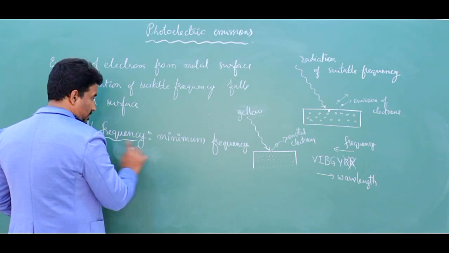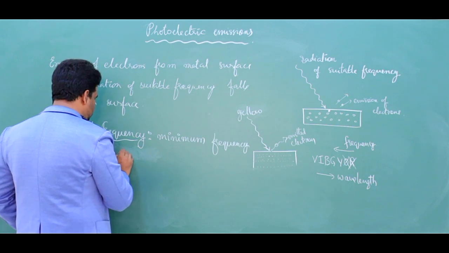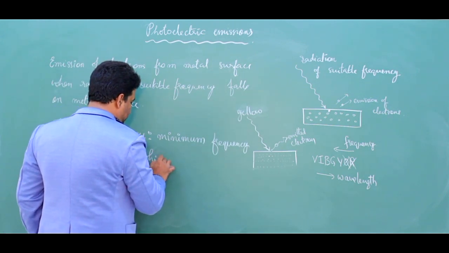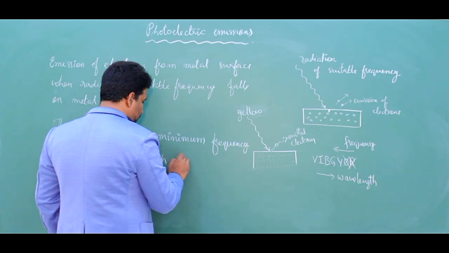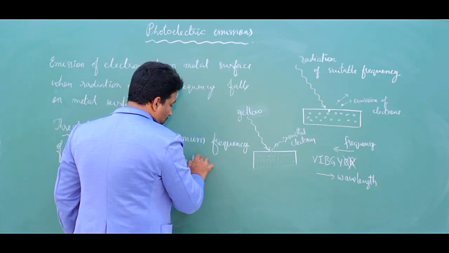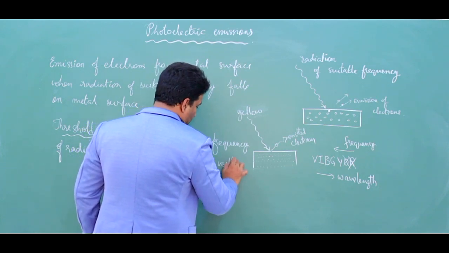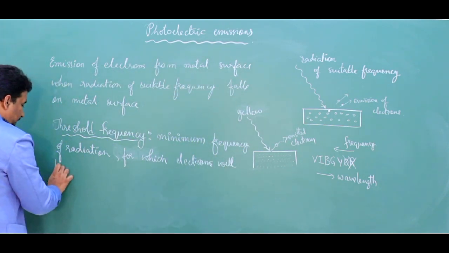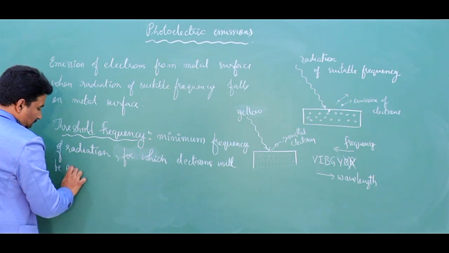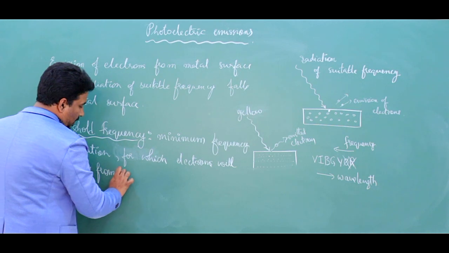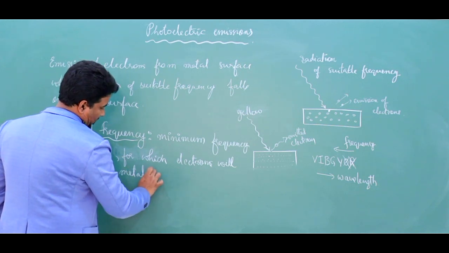So threshold frequency is the minimum frequency of radiation for which electrons will be emitted from the metal surface.